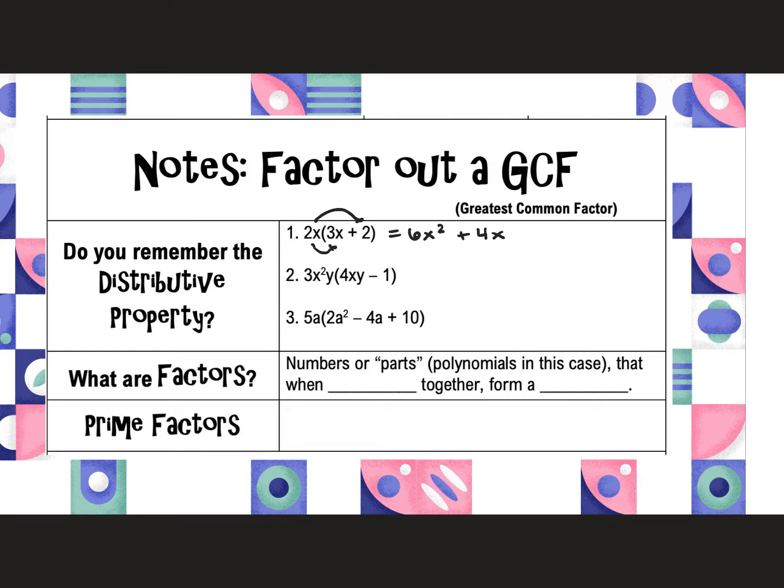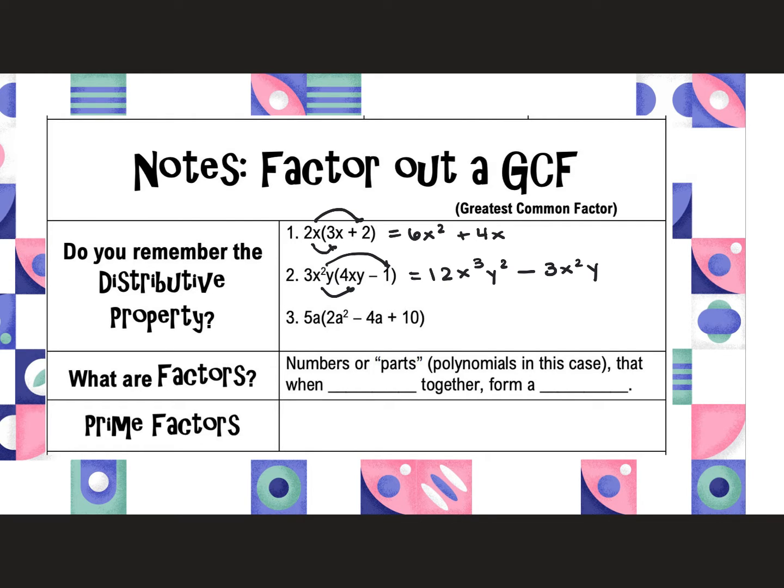All right. Next, we have 3x squared y, which is being multiplied by 4xy and negative 1. So 3 times 4 gives me 12. x squared times x gives me x cubed, again using that product rule. And then we have y times y, which gives me y squared. Then we have 3x squared y being multiplied by negative 1, which is going to be minus 3x squared y.